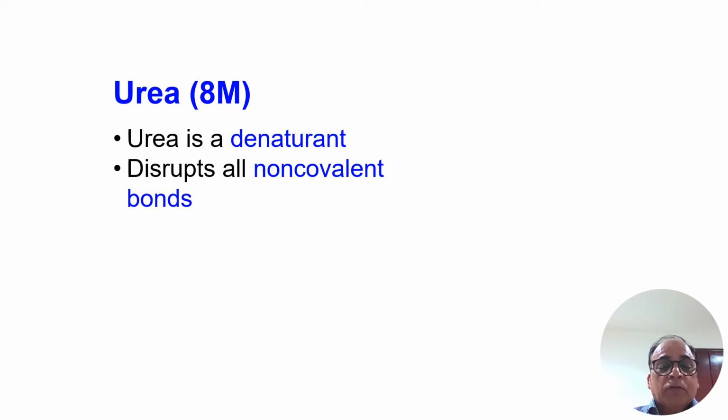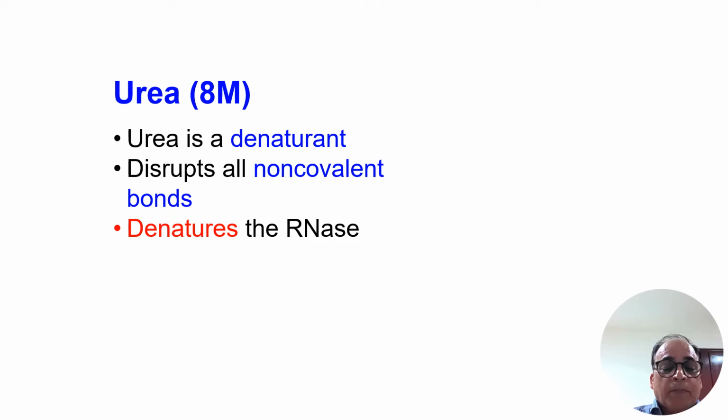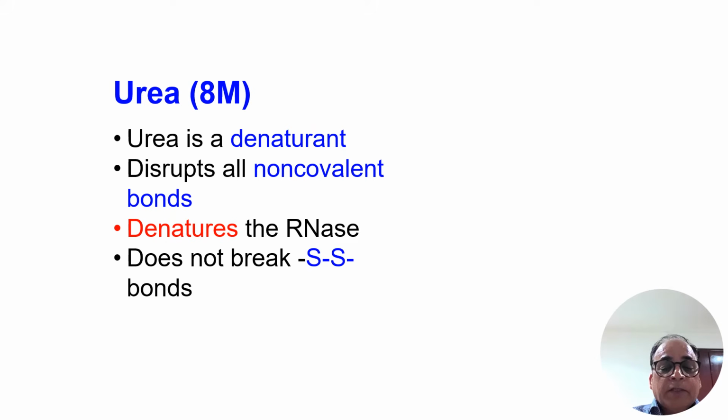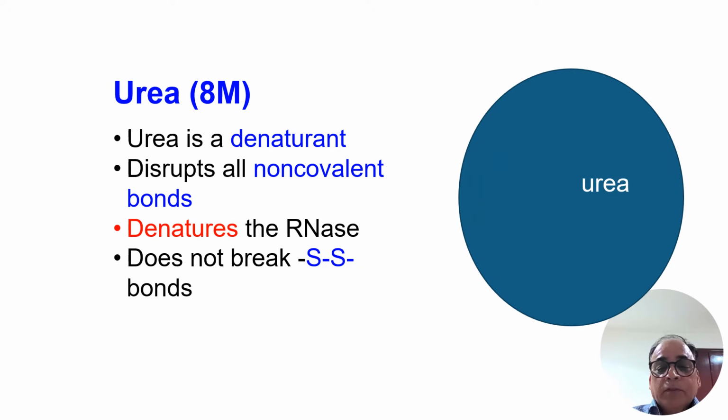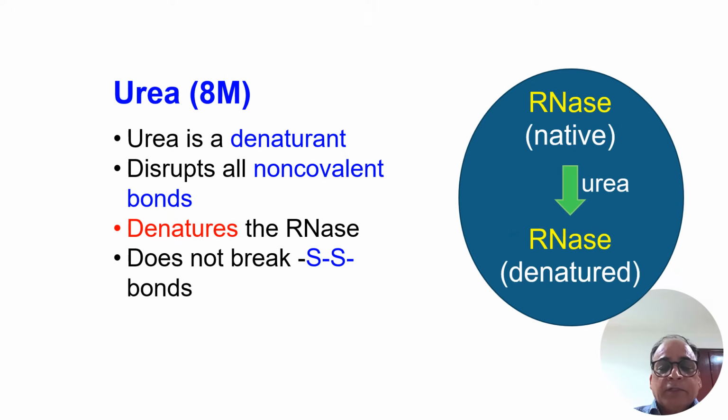So the next requirement is urea, which is commonly used as a denaturant in protein studies or in protein folding. It disrupts all the non-covalent bonds and therefore all the secondary and tertiary structures will be collapsed or disrupted, leading to inactivation of the enzyme. Or you can say the enzyme will be denatured. However, it will not break the S-S bond or covalent bond. So what will be the overall effect of urea on RNase in this case? RNase will be inactive. So denaturation causes inactivation of enzyme.